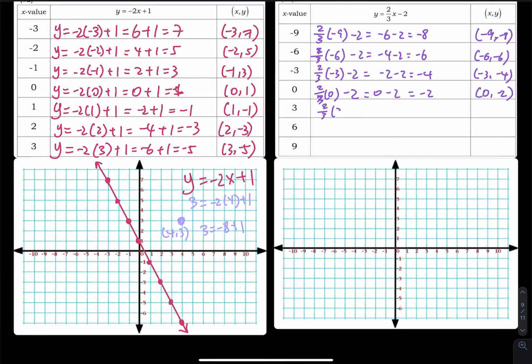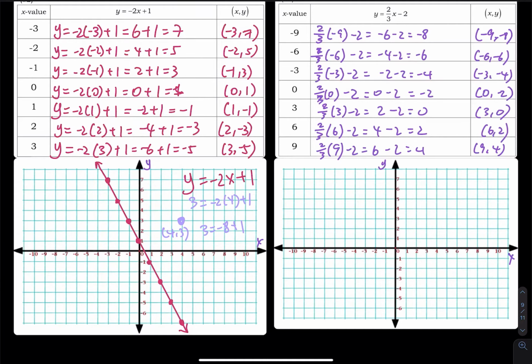And then we keep on going, right? So 2/3 times 3 minus 2, so that is 2 minus 2, and then 2/3 times 6 minus 2, so that is 4 minus 2 equals 2. 2/3 times 9 minus 2, so that is 6 minus 2, 4. So 9, 4, and then 6, 2. So they are all solutions of the given equation, right? And now let's plot them. Oh, by the way, you have to label your x and y axis. So y and x, and then y and x.